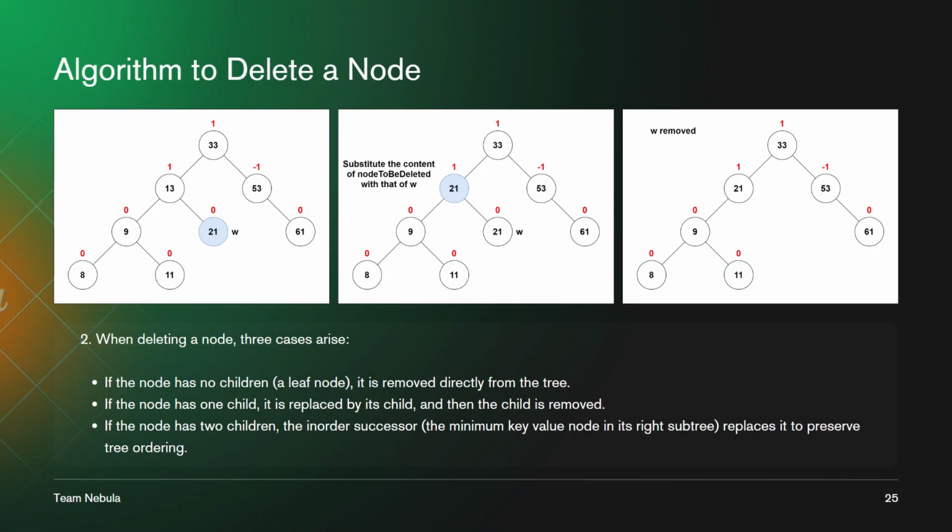There are 3 cases for deleting a node. If node to be deleted is a leaf node, meaning it has no children, you can simply remove it from the tree. If node to be deleted has one child, you replace node to be deleted with its child and then remove the child. If node to be deleted has 2 children, you need to find the in-order successor of node to be deleted. The in-order successor is the node with the minimum key value in the right subtree of node to be deleted. This is done to maintain the ordering of the tree.